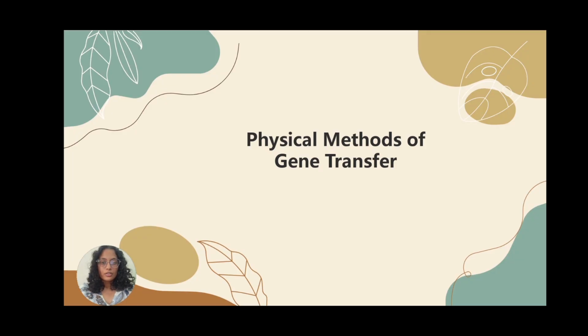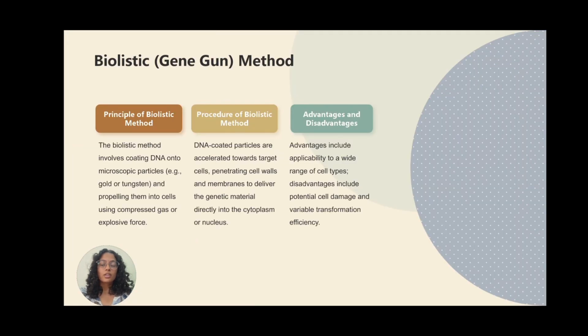To start with, we will first understand physical methods of gene transfer. As the name suggests, here mechanical and physical forces are used to incorporate the gene of interest into the host cell. And the first method to study is biolistics. Biolistics is also called the gene gun or particle bombardment method, and it is one of the most commonly used methods to bring about gene transfer and is one of the most successful methods as well.